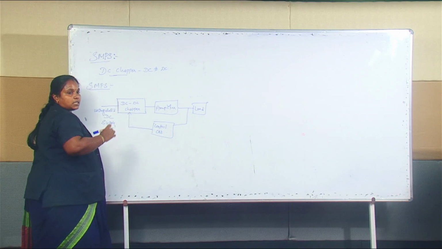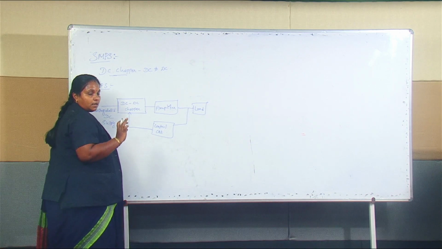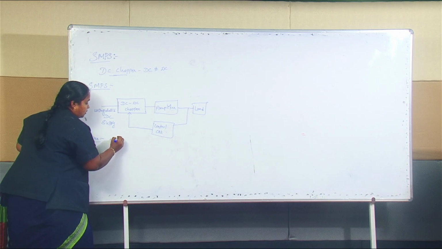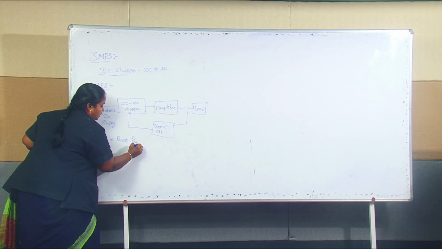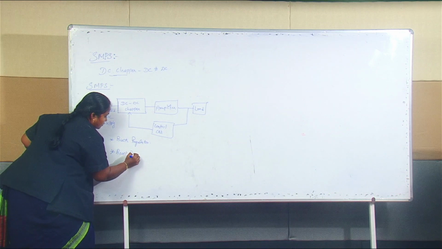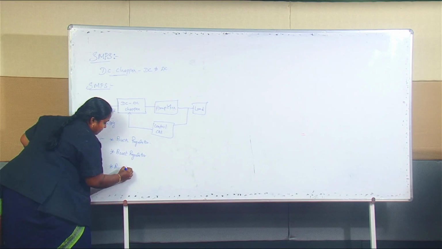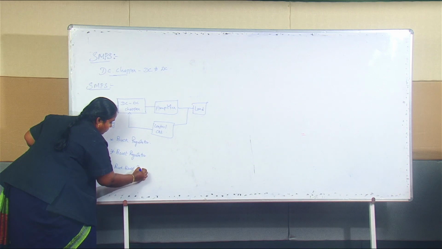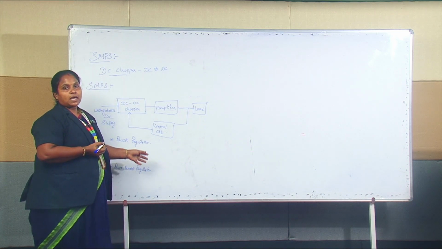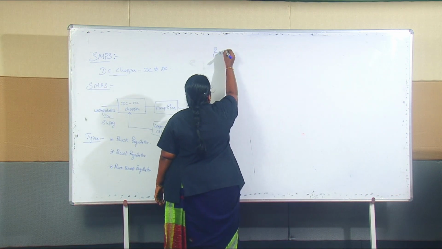A DC to DC converter, as I said before, is a device which is used for the conversion of unregulated power to a regulated DC supply. So, various types of SMPS are buck regulator, boost regulator, and buck boost regulator. We will see about each regulator and the basic design of an SMPS for each kind of regulator in this video. So, first let me start with the buck regulator.